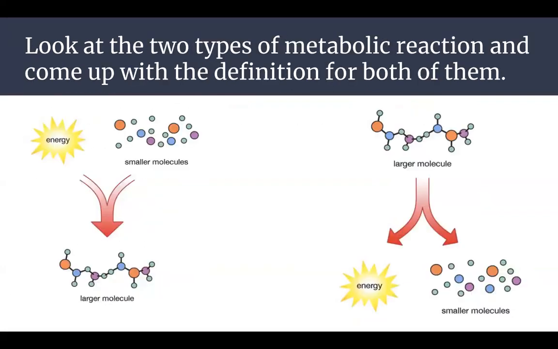So here's your answer. Anabolic reaction on the left-hand side is basically using energy to build larger molecules from smaller molecules. Whereas catabolic reaction is quite the opposite. It's breaking down larger molecules into smaller molecules, and during which energy is released.